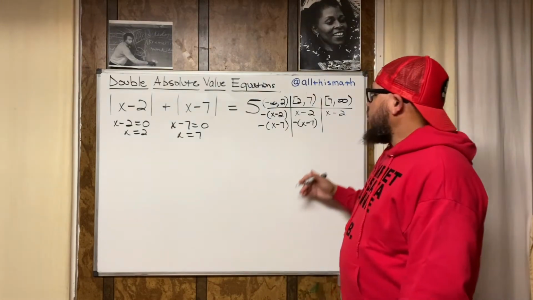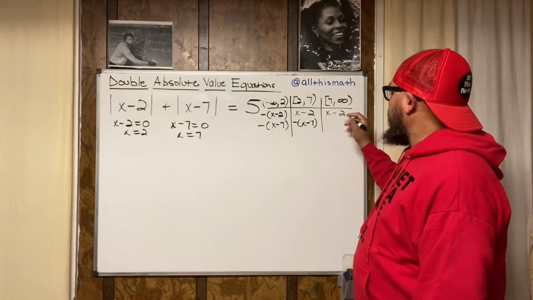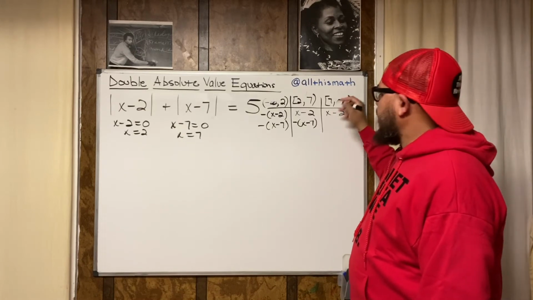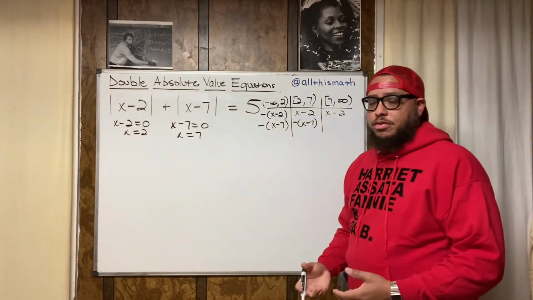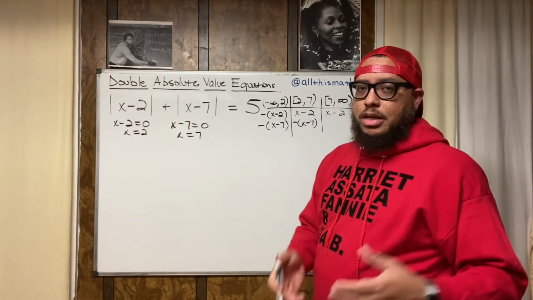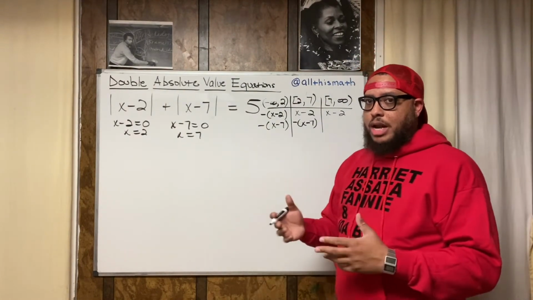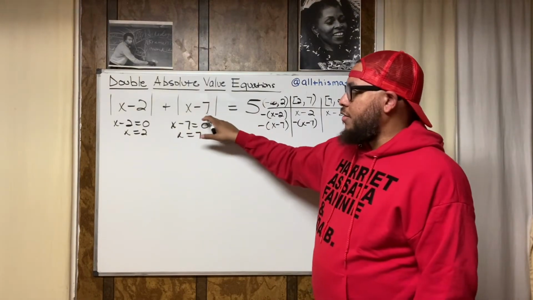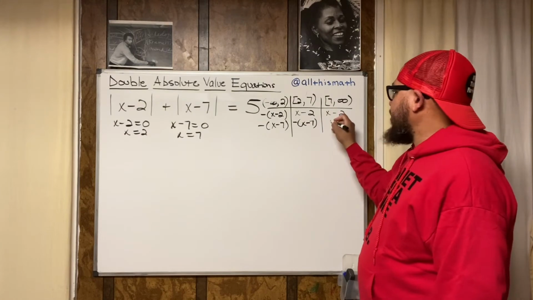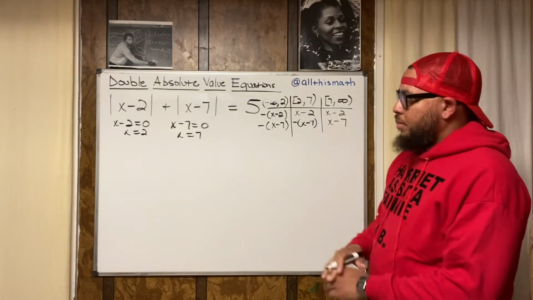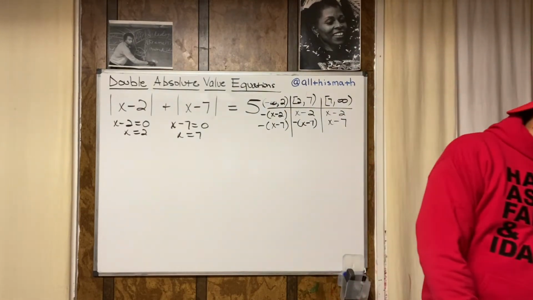So over here, what did I use? 7. So 7 minus 7 is 0. So we treat a 0 like a positive because it's non-negative. It's either negative or non-negative. So we get 0 when we do 7 minus 7. So that means that we just use x minus 7. Just plain old x minus 7.